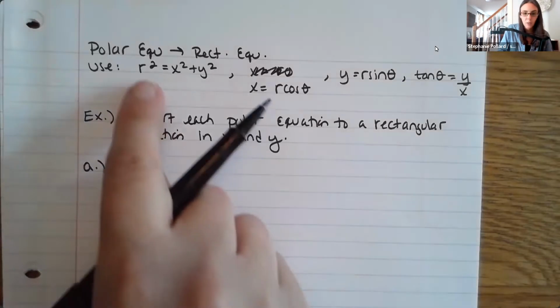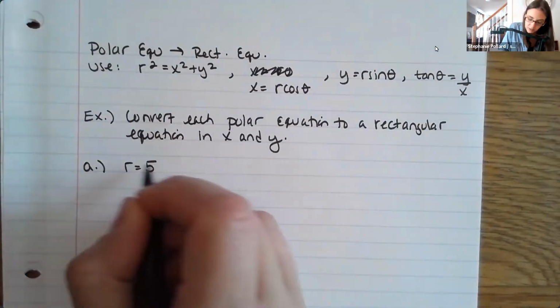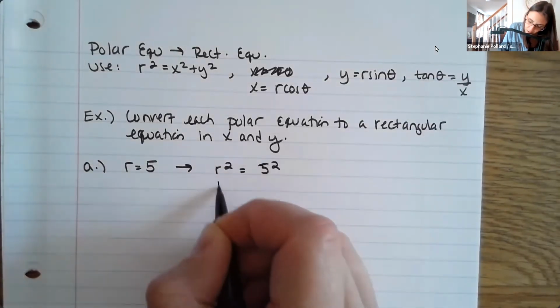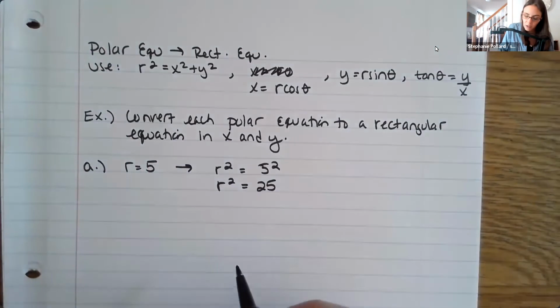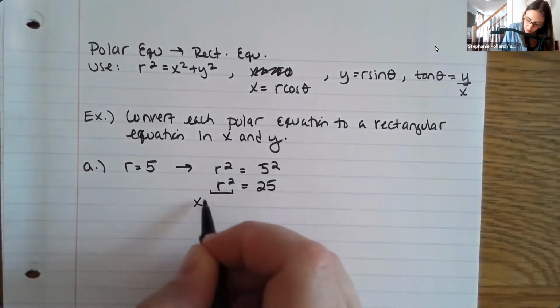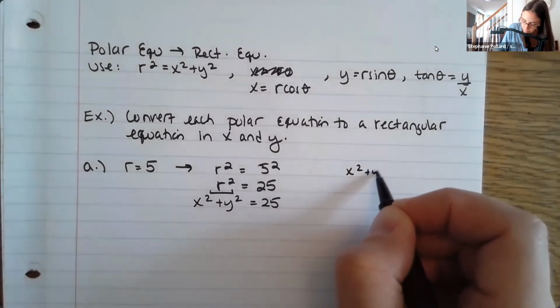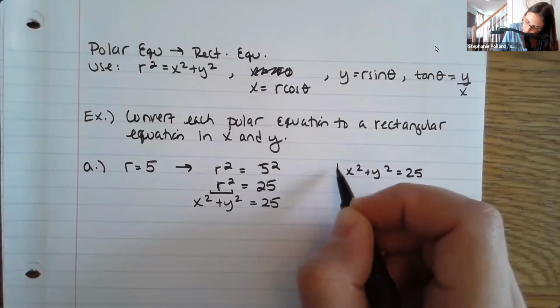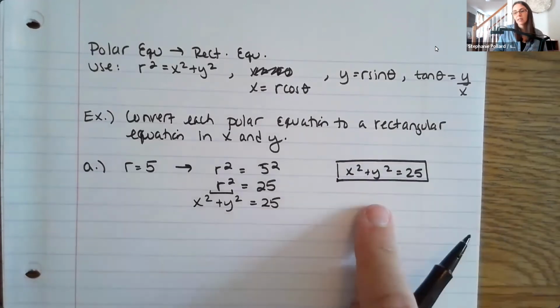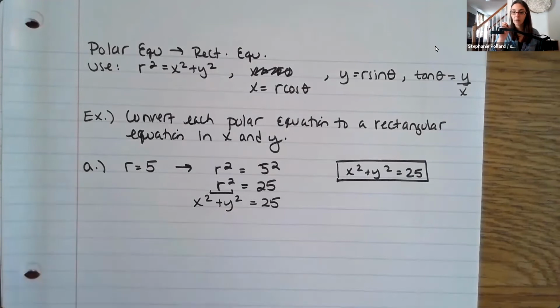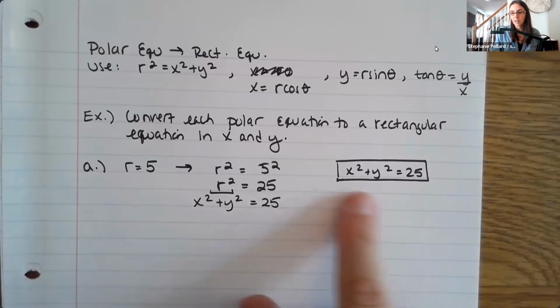But it's supposed to be r squared, not just r. So if I square both sides, I end up with r squared equals 25. And then I can go ahead and substitute in now. x squared plus y squared equals 25. So we're done. If you recognize, this is actually a circle with radius 5 around the origin. This makes sense because in the polar form, you're going 5 units out, and if you run through all the thetas, you're going in that circular motion. So here you have that circle with radius 5.